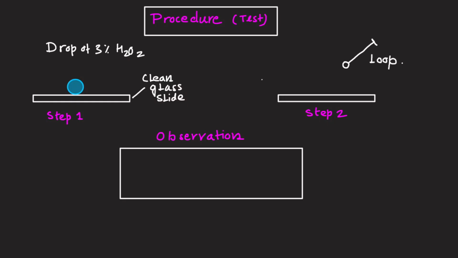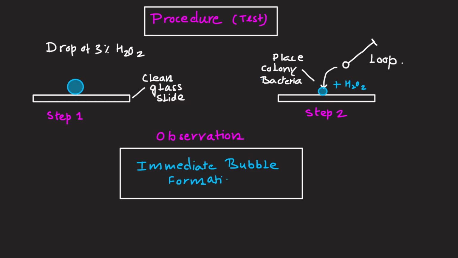Step number 2 is using a sterile inoculating loop, pick a fresh bacterial colony and mix it with the hydrogen peroxide drop. So you place the drop on the glass slide and then mix it with the bacterial colony properly. Step number 3 is observation. In the observation step, what you will see is immediate bubble formation. That will indicate the positive catalase reaction. If you see the bubble formation, that will immediately tell you that oxygen gas is being released from the H₂O₂ as the substrate being used in this particular reaction.